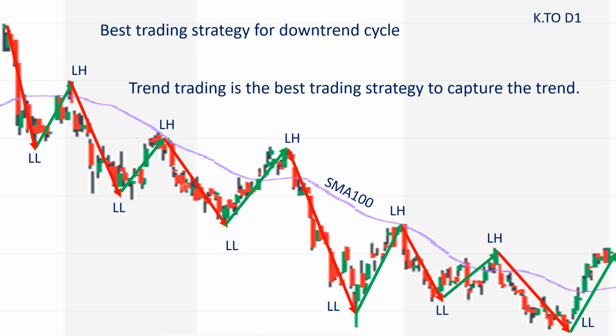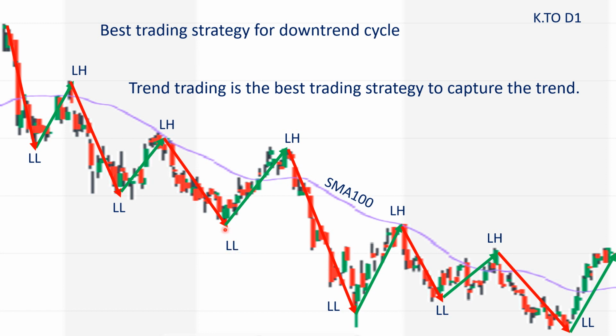The second thing is you can use a trend line. A trend line is another tool you can use in order to exit or enter the market. Let's say you draw a trend line here and the price breaks the trend line, so you can use that as a sign to enter or exit the market.